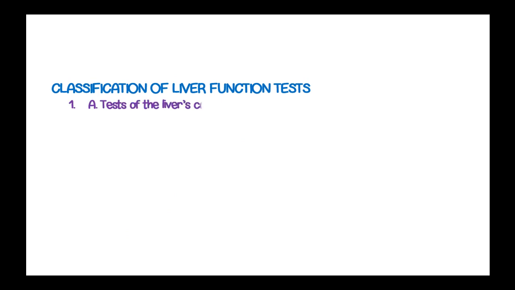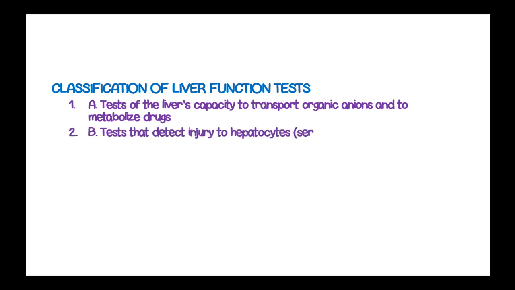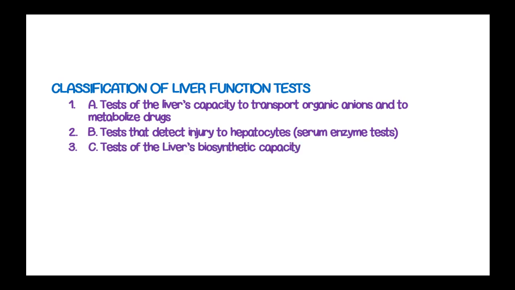They can be classified into tests of the liver's capacity to transport organic anions and to metabolize drugs, tests that detect injury to the hepatocytes, or the serum enzyme tests, and tests of the liver's biosynthetic capacity. Let us start with the tests of the liver's capacity to transport organic anions and to metabolize drugs. In this class, we have tests like serum bilirubin.